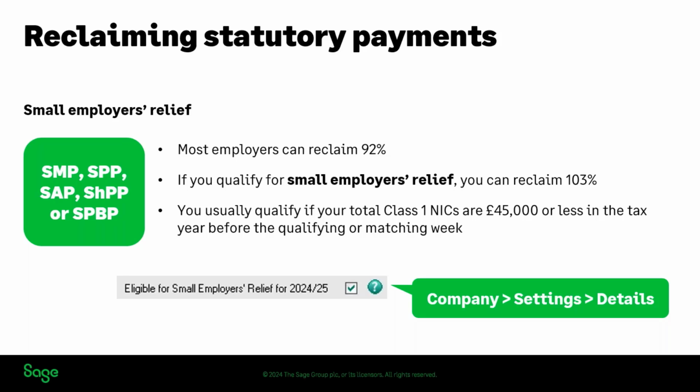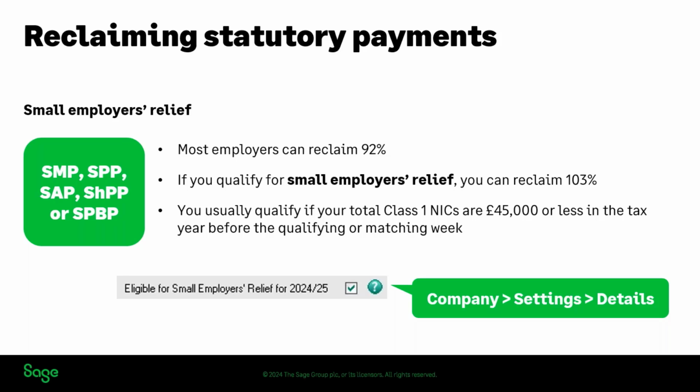However, if you qualify for small employers relief, you are able to reclaim a higher percentage, so you get 103% of the payment, so 100% of the statutory pay and 3% known as NI compensation. Now, you do usually qualify for this if your total Class 1 national insurance contributions are £45,000 or less in the tax year prior to the qualifying or matching week. So we recommend that you check your eligibility for small employers relief each year.